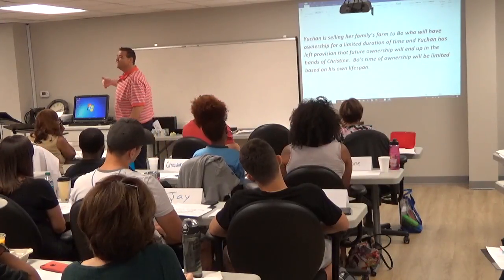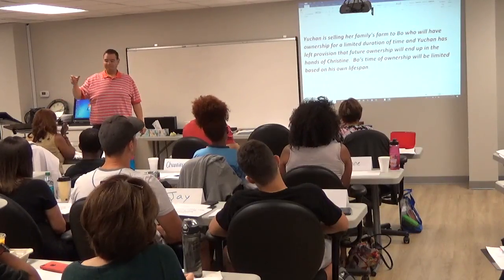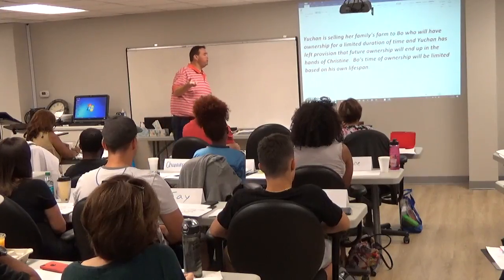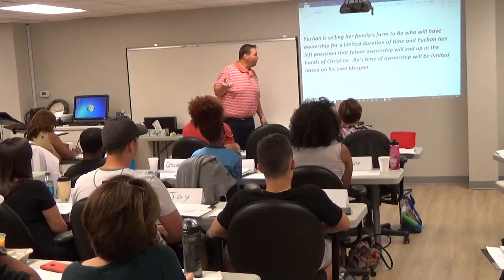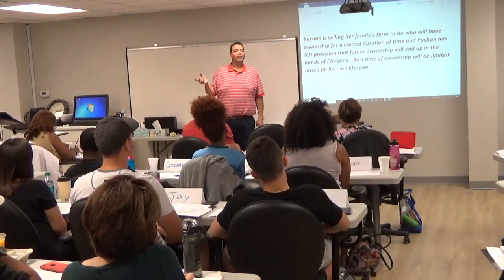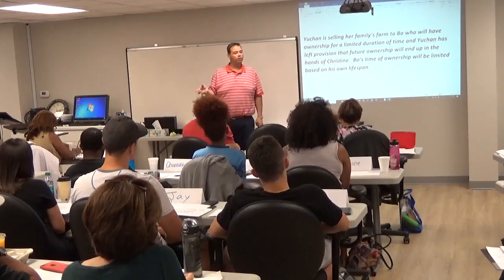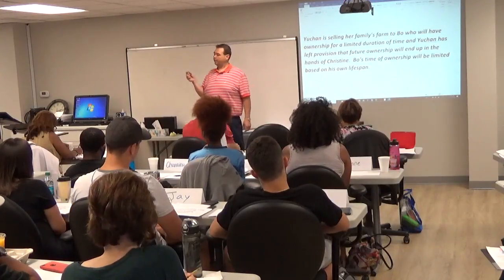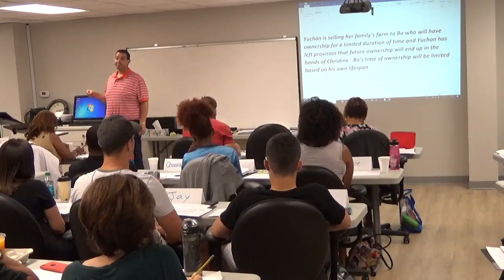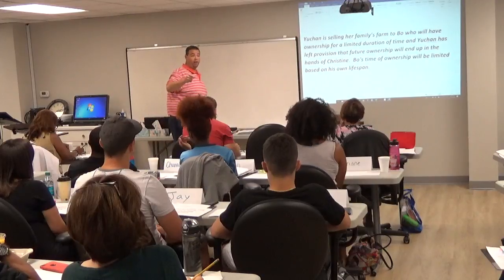Remember, the life tenant is the what? Owner of the property. Bo is the life tenant, who will have ownership for a limited amount of time. Bo's time of ownership will be limited based on what? His life. So who's the measuring life? Bo. Same person. What is that? That is a conventional life estate. We're not done yet. So now we know it's a conventional life estate. Everybody all right with that?